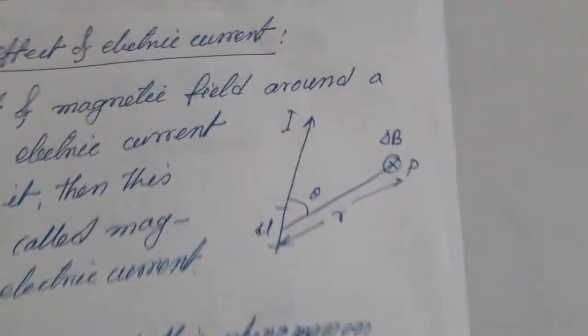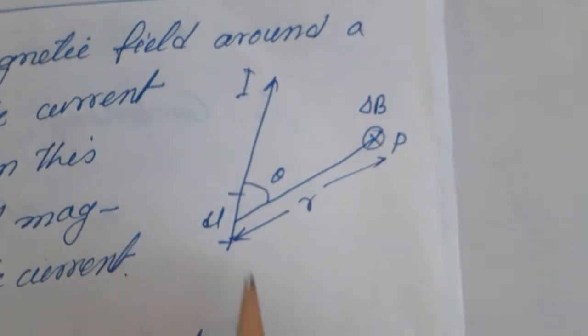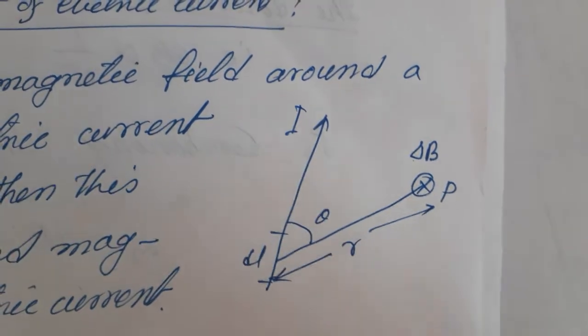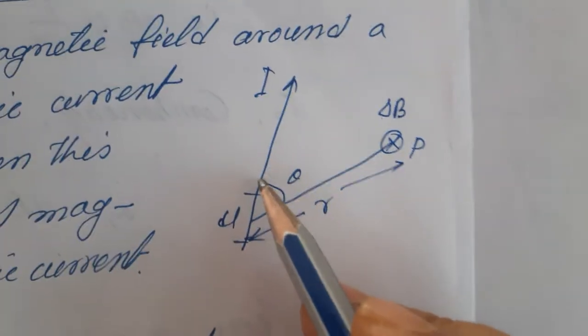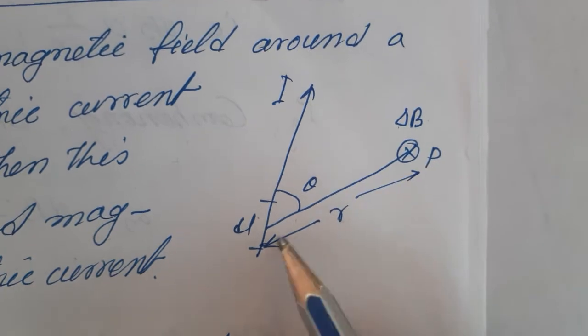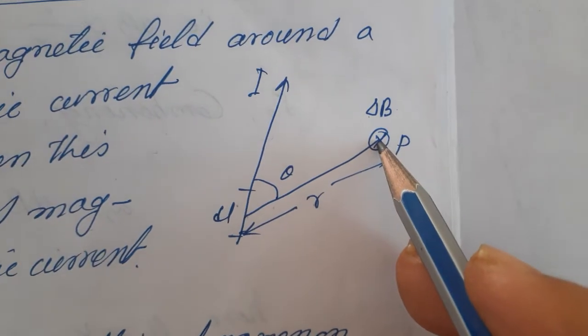So look at this picture. This is the direction of the flowing current. This is the length element. The length is infinitely long or large. This is the angle between dL and r. What is r? r is the distance between the midpoint of dL and the point P where you have to find out the magnetic field.